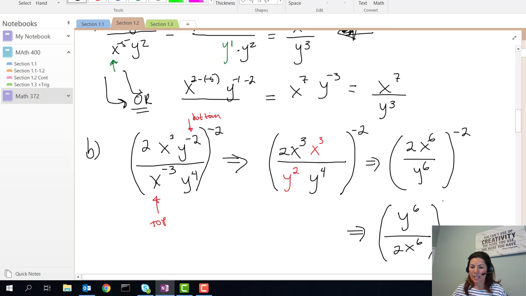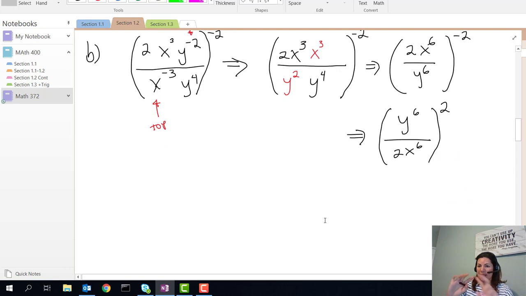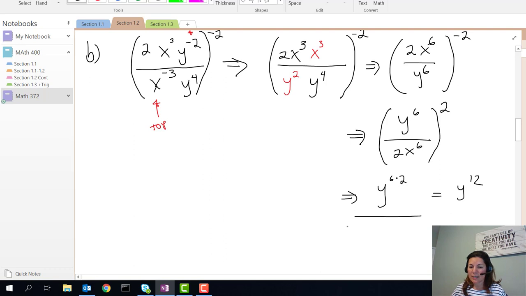And it's just coincidence that the exponents end up being the same for the x and the y. And now it's to the positive 2, right? And the negative made it flip. And now I can distribute the exponent. So I'm going to have y to the 6 squared, so 6 times 2, so that will give me y to the 12. And on the bottom, this will be a 2 squared, and x to the 6 times 2. So I'm going to have 4 x to the 12 as well. And so that will be my final answer.